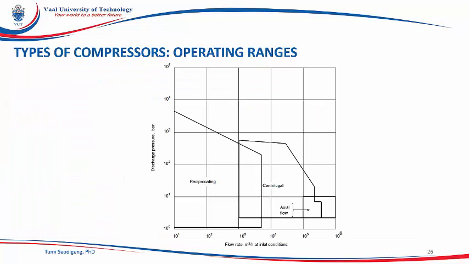These operating envelopes can also be represented in graphs such as this one. As you can see, reciprocating compressors operate in this region. Radial centrifugal compressors operate in this envelope of moderate to high flow and high compression ratios, while axial compressors operate here in the high flow zone and low discharge pressure.